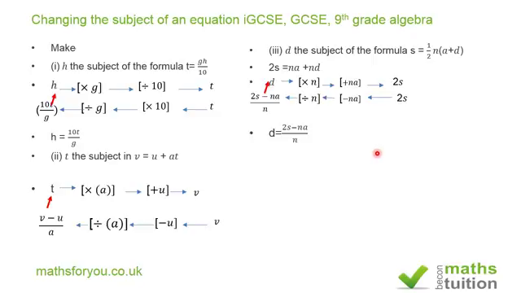Now, I can divide each term in the numerator by n. You don't have to do this. Divide each term in the numerator by n, and we get 2s over n minus a, and that gives us d.